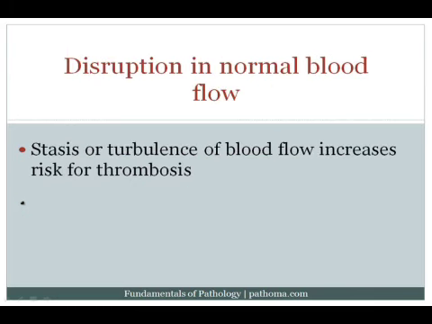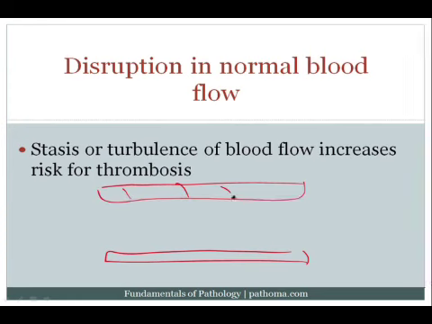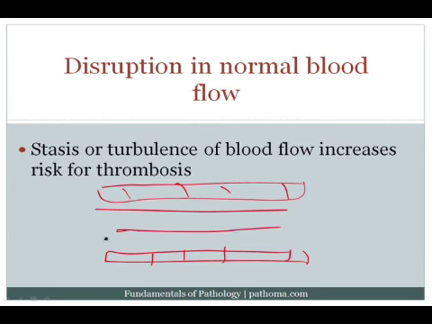So the first of the risk factors for the development of thrombosis is disruption in normal blood flow. Now remember that when you look at a blood vessel, so that's the wall of the blood vessel lined by endothelium, correct? As blood flows through the blood vessel, it flows in a laminar pattern, in a layered pattern. And it's that layered pattern that helps to keep factors dispersed and inactivated. Now, if there's stasis so that the blood is no longer flowing, then that would increase the risk for development of thrombus. Or if there's turbulence so that the blood is no longer flowing in this laminar pattern, that would also increase the risk for thrombosis.